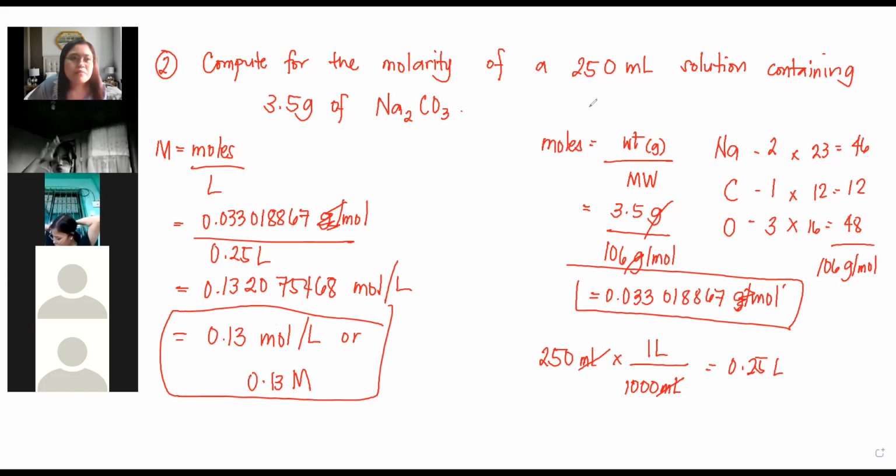So just follow the process, class. Compute for the number of moles first, but if we want to compute the number of moles, you have to look for the molecular weight first. And then if the volume of the solution is in ml, always remember to convert it first to liter before we can proceed with the computation of the molarity.